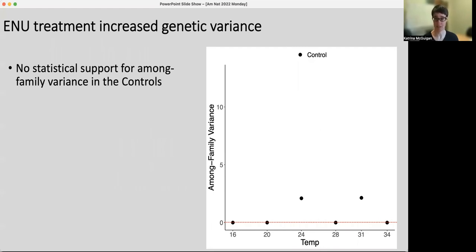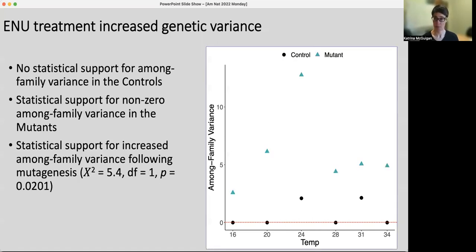And so here are the among family variance estimates at each temperature in the control family, and this dotted line here is 0. For 4 of the 6 assayed temperatures in the control population from WIC, we had no evidence of genetic variance. And even though these 2 other estimates are not 0, their confidence intervals well and truly overlap 0. And so this is not inconsistent with previous work or with the long history of WIC being maintained at relatively low population sizes.